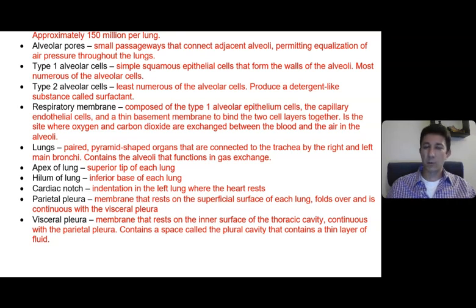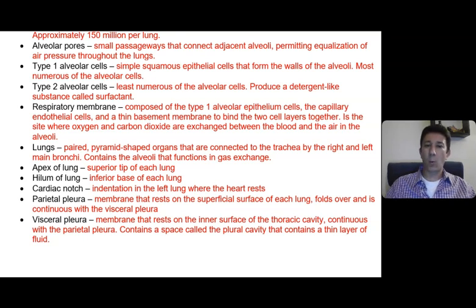The lungs themselves, both the right and left, are surrounded by a double-walled membrane that has a thin layer of fluid in between them. And this membrane is called the pleural membrane. And this membrane is composed of essentially two layers. The first is called the parietal pleura. The parietal pleura is the membrane that rests directly on the superficial surface of each lung. And it essentially folds over in on itself, and it becomes a structure called the visceral pleura, which rests on the inner walls of the thoracic cavity.